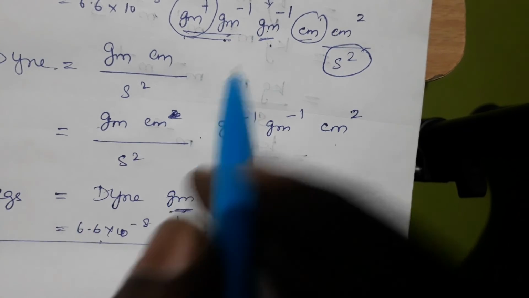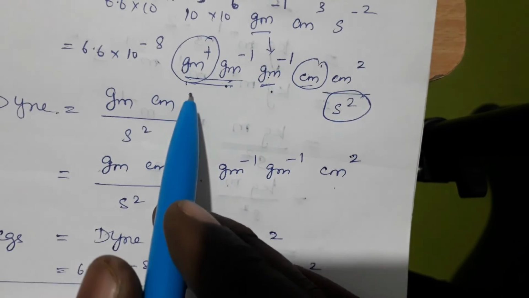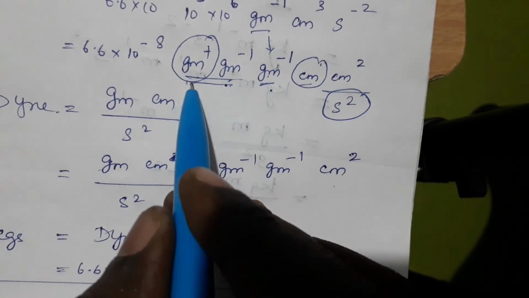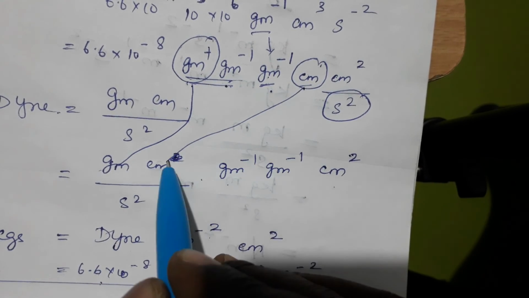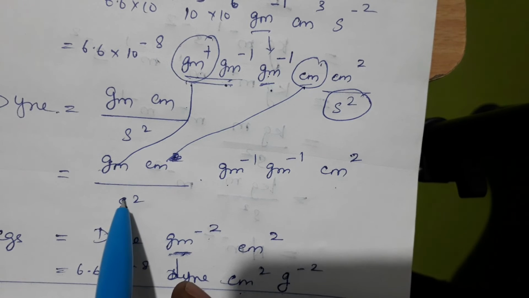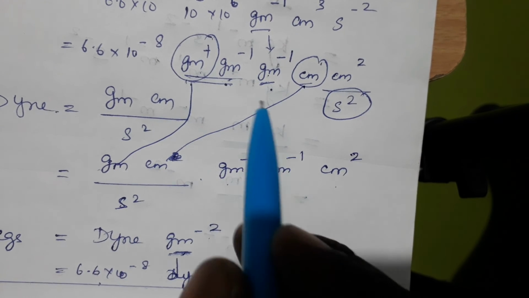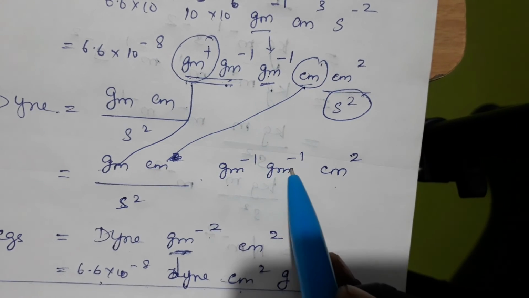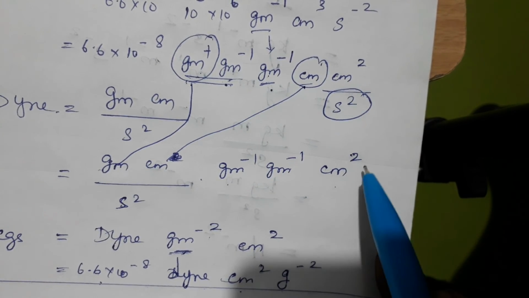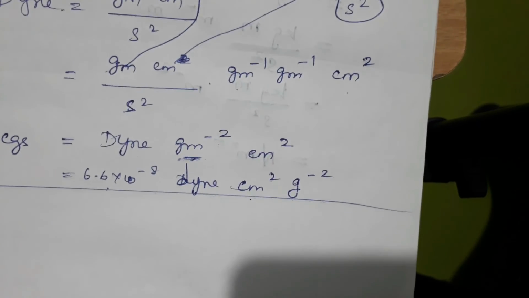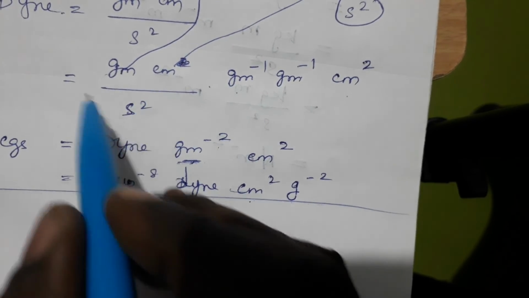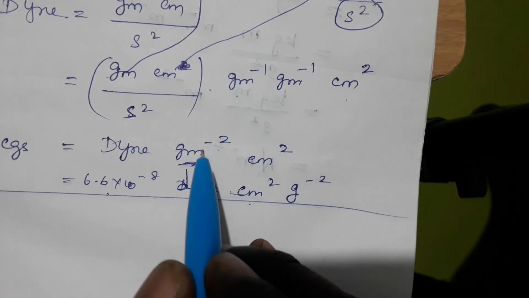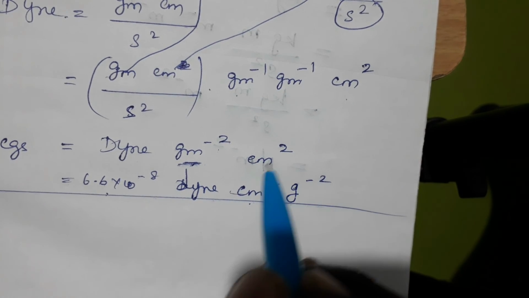Now all these circled values are taken: 1 gram, 1 centimeter, and s square is brought down. The remaining we are left with gram minus 1, gram minus 1, and centimeter square. Now we write this value as dyne, gram minus 2, minus 1 written as minus 2, centimeter square.